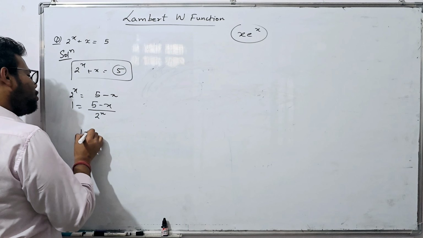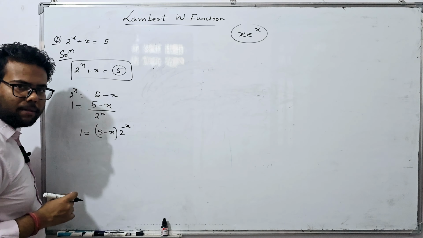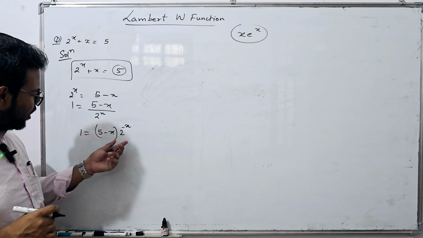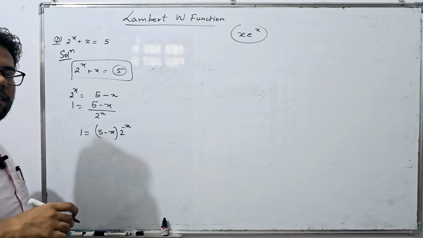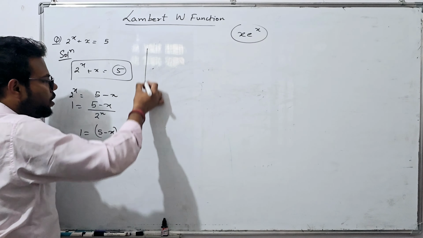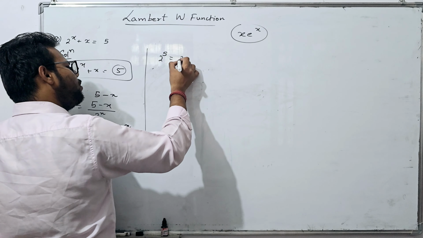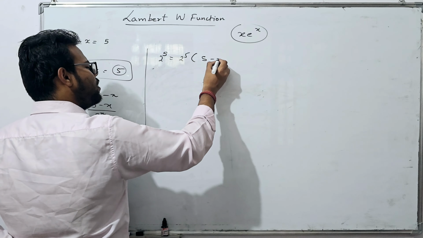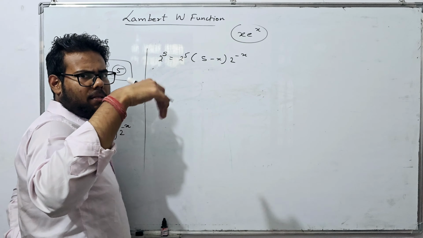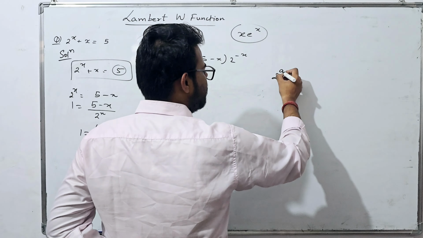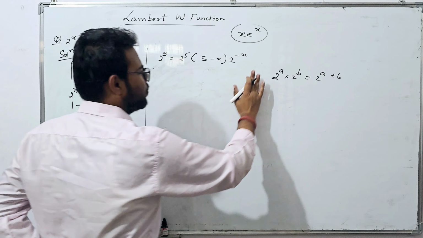So 1 is equal to (5 minus x) into 2 raised to the power negative x. So this and this are pretty much similar until you multiply by 2 raised to the power 5, then they will become exactly the same. So let's do it. 2^5 is equal to 2^5 into (5 minus x) into 2^(negative x), and you can just add the powers. What do I mean? 2^a into 2^b is equal to 2^(a plus b). You all know this property.